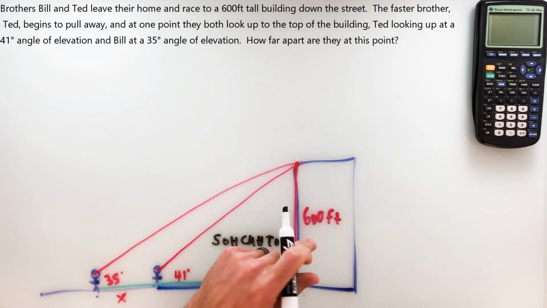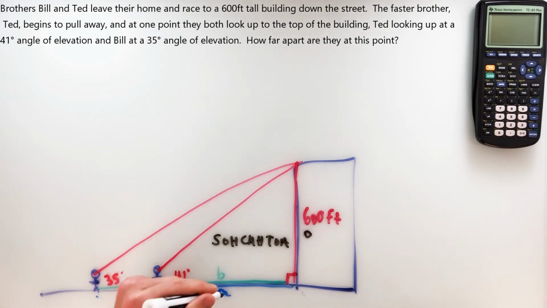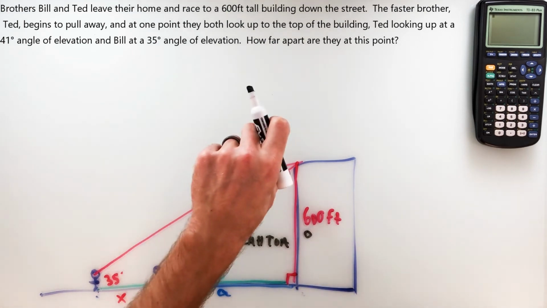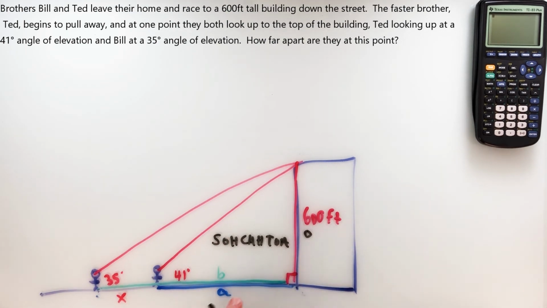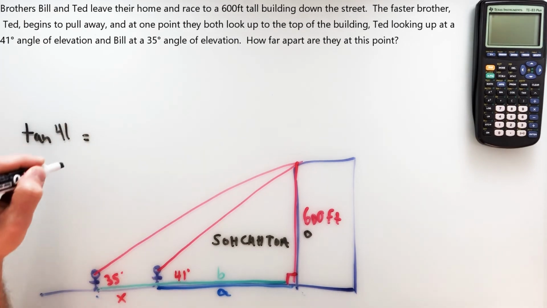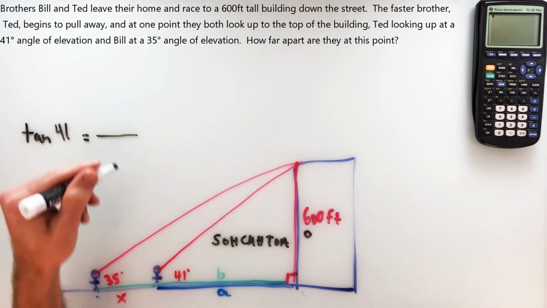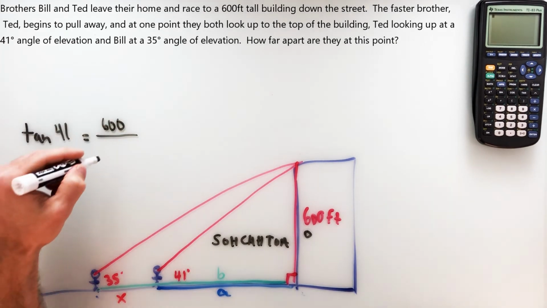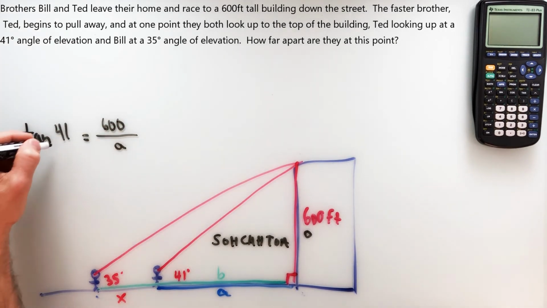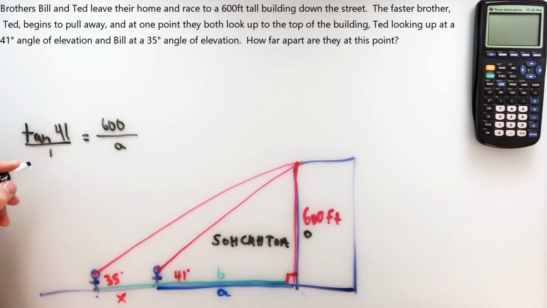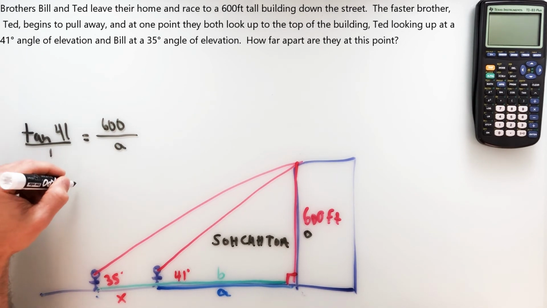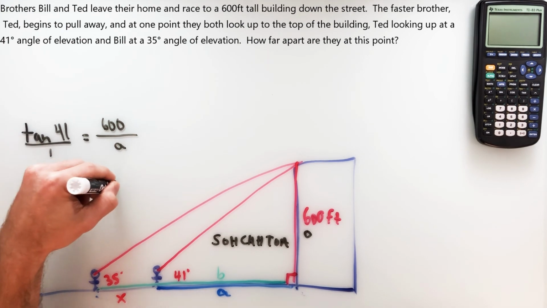Here's my angle. Opposite of my angle is the 600 feet. Adjacent to my angle is what I'm looking for. Shouldn't have used A for adjacent, but it's okay. So adjacent and opposite are the two sides that I want. That hypotenuse is really unnecessary. Opposite over adjacent, this is going to be a tangent problem. So let's set it up. Tangent 41 is equal to opposite, 600 feet, over adjacent, which is unknown. Cross multiply: 600 equals A times tangent 41.